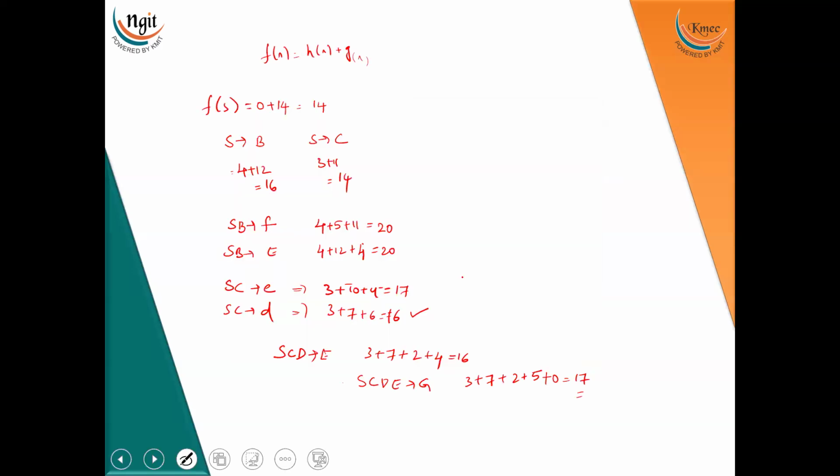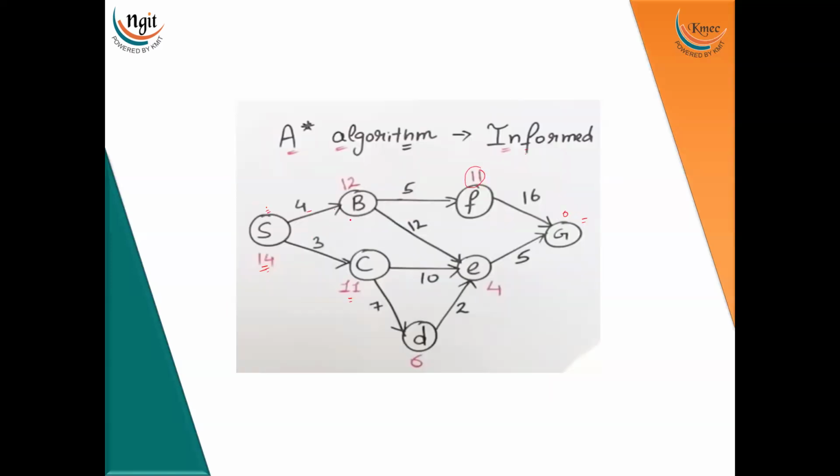So what is the solution now? The given path is S to C, C to D, D to E, E to G, with a path cost value of 17. So in this way, the A star algorithm is going to work.